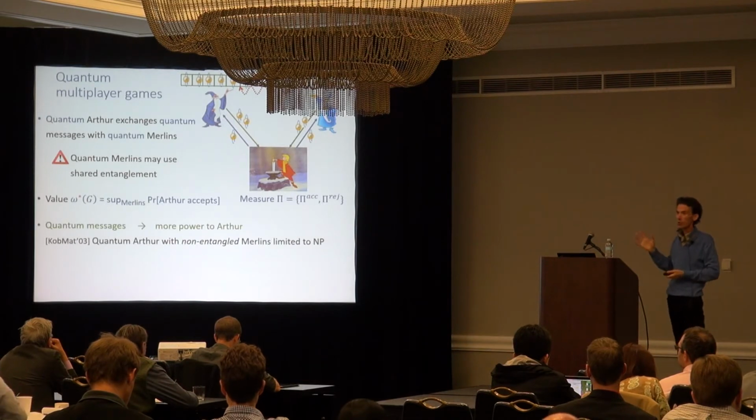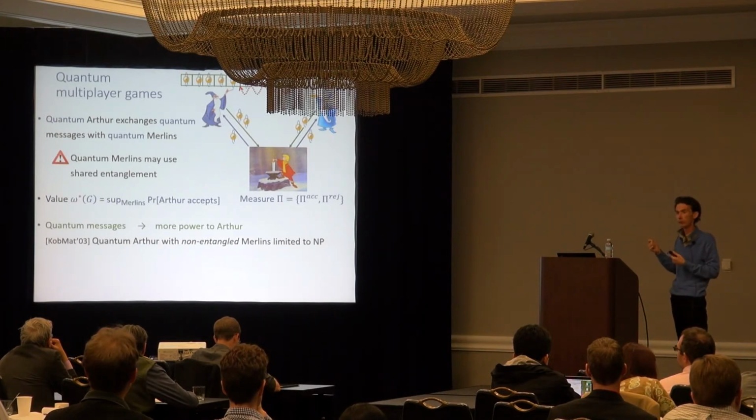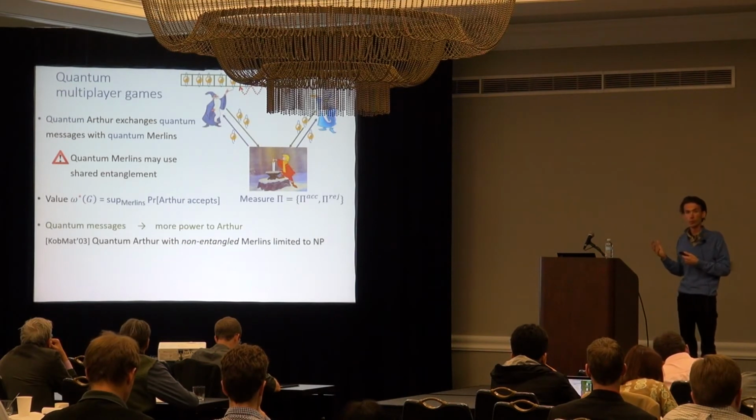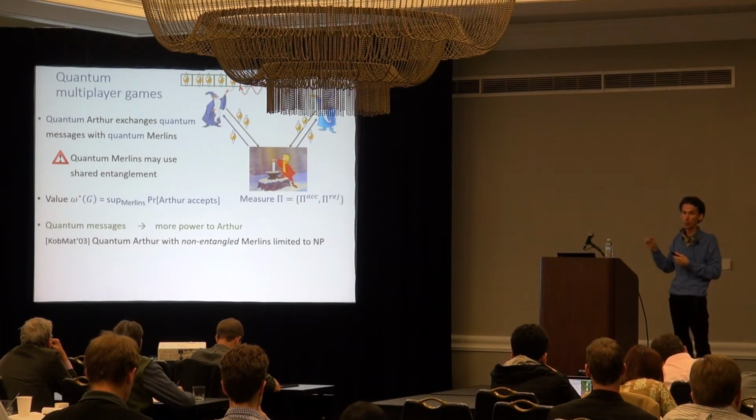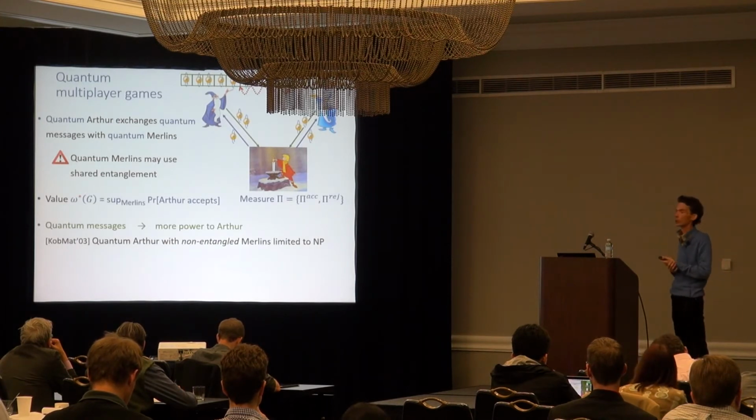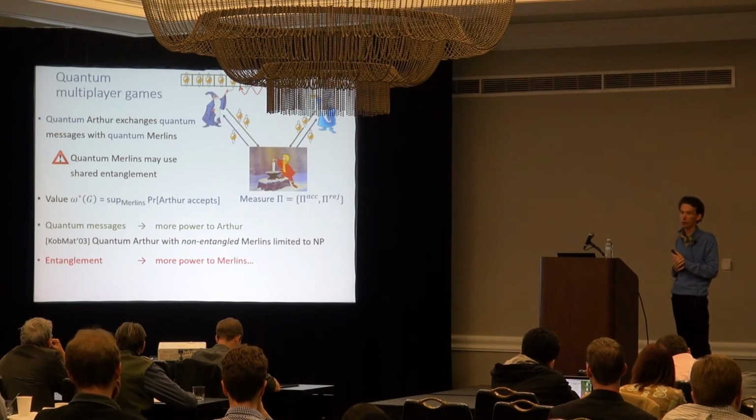But in fact, it's known that this is not enough by itself. So if the only modification, forget about entanglement, if the only modification I was to make is to allow for the exchange of quantum information, there's no way I could verify the local Hamiltonian problem in this model, unless QMA equals NP. That's a result by Kobayashi and Matsumoto. So this is where the second modification comes into play.